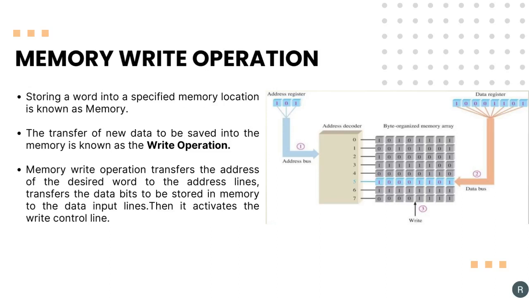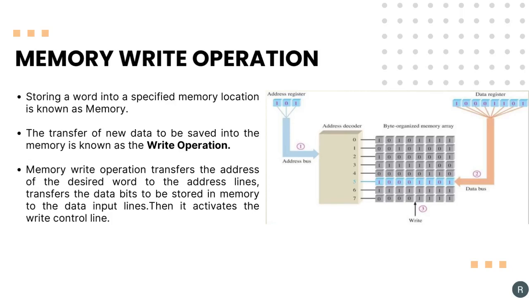Then, what is its work? Memory write operation transfers the address of the desired word to the address lines, transfers the data bits to be stored in memory to the data input lines. Then it activates the write control lines. As you can see in this diagram, on the left side there is a MAR, that is address register, and on the right side there is a MDR, that is data register. First step is that in MAR, the address code passes through the address bus to the address decoder. Second step, in MDR, data bytes pass through the data bus to the byte organized memory array. In third step, write operation will be performed.